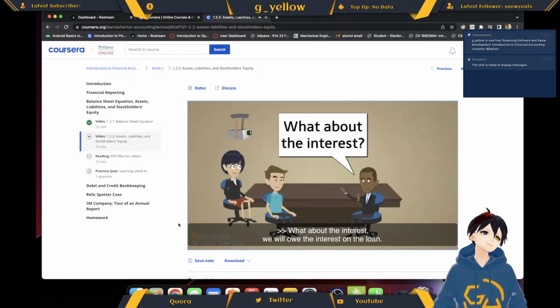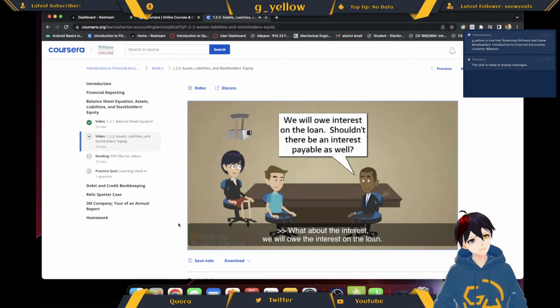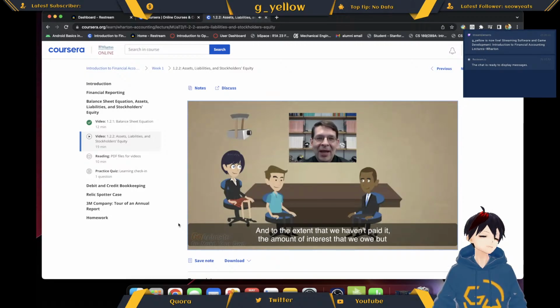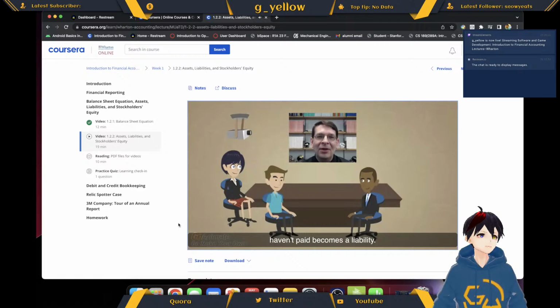What about the interest? We will owe interest on the loan. Doesn't that interest incur yet? Shouldn't there be an interest payable as well? Great question. Interest is not a liability at this point because we just took out the loan, and we could presumably pay it back right now without owing any interest. Interest only becomes a liability as the money is outstanding over time, and to the extent that we haven't paid it, the amount of interest that we owe but haven't paid becomes a liability.